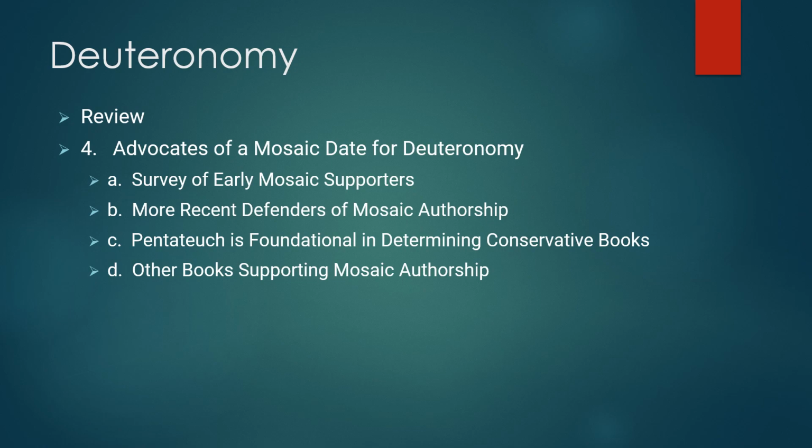J. A. Thompson backs up the Mosaic date. I'll come back and talk a little bit more about him, but he feels that the final form that we presently have of Deuteronomy is post-Mosaic. I don't fully understand why he comes to that conclusion, but we'll discuss that later. McConville also argues basically for Mosaic origin.